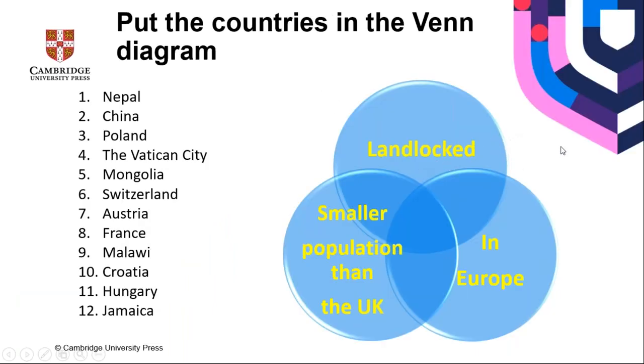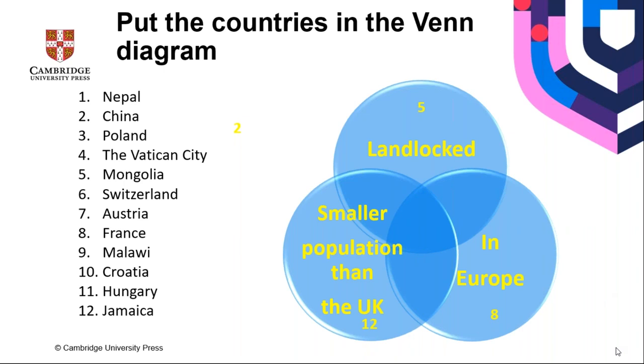here you can put the countries in the Venn diagram, yeah? And for example, landlocked, yeah? Something with closed borders, smaller population than UK and situated in Europe. I don't think we need to spend time on this. And we can see that China doesn't go anywhere. Then we look at the rest of them.